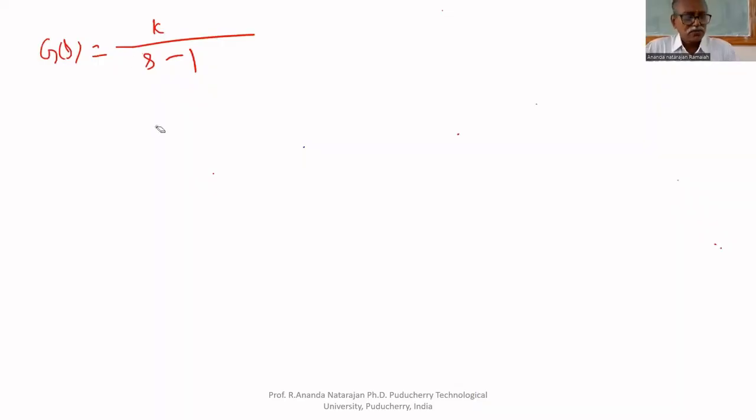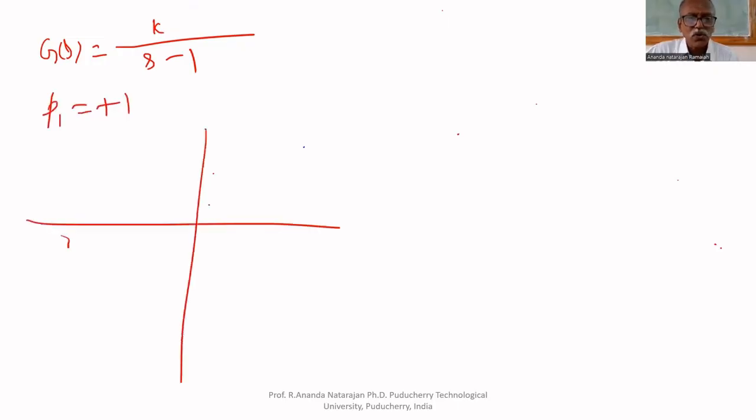S minus 1, so that it will be simple. S minus 1, stable system or unstable system? Open loop unstable system, because the pole is on the right hand side. If you draw it, where is the pole? P1 equal to plus 1, therefore unstable system. What is the root locus? This is plus 1. The root locus will be like this. If k equal to 0 here, k equal to infinity. This is the root locus.